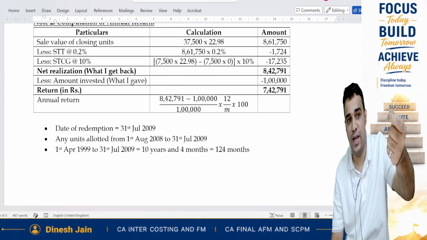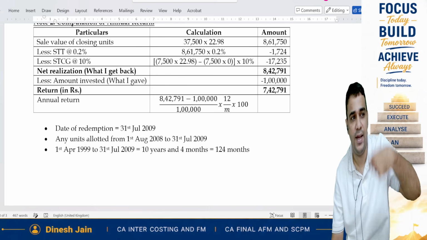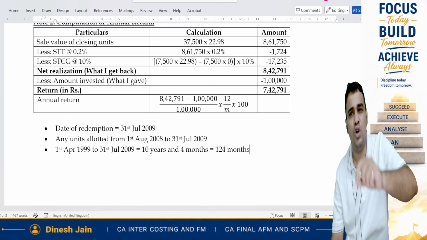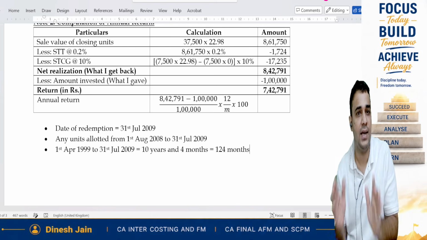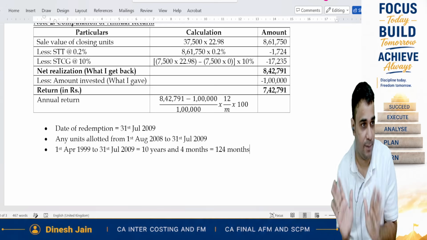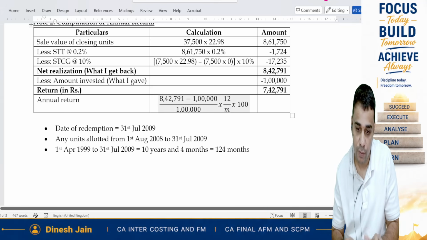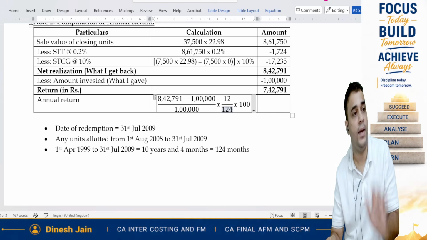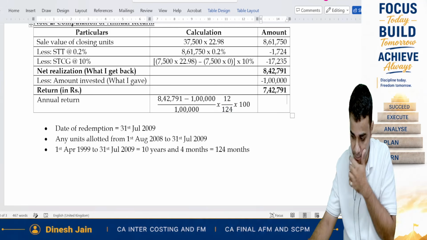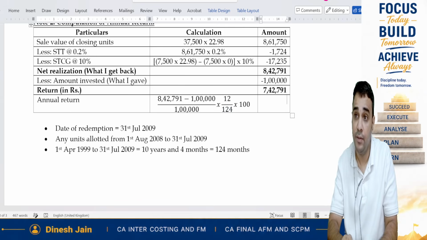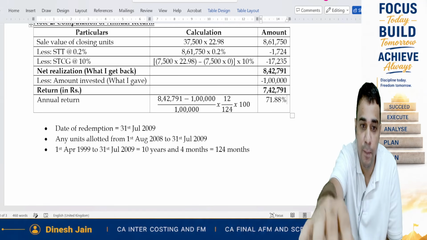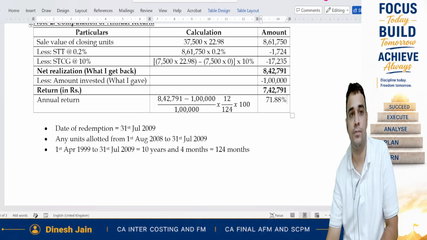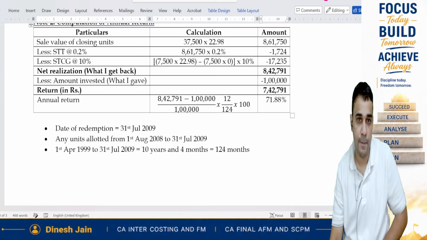Same thing if I have to do days calculation, I can't do it because there are so many days. For more than a year, ICAI generally doesn't get into days calculation. Very rarely they'll get into a days calculation there. Less than a year, yes, sometimes they do. So 12 by 124, get the answer: 71.88%. Any doubts on the computation?